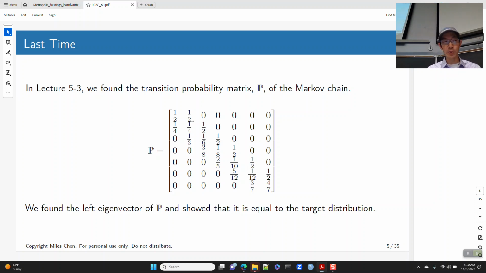And if the coin lands heads, then that means we propose island 0, which doesn't exist. So we cannot go to island 0, and we would just remain at island 1 with probability 1/2. Okay, so this is what our transition probability matrix looks like. And I think we also showed that if you take the left eigenvector of the transition probability matrix, the left eigenvector is going to be equal to the target distribution, and that's going to be our stationary distribution.